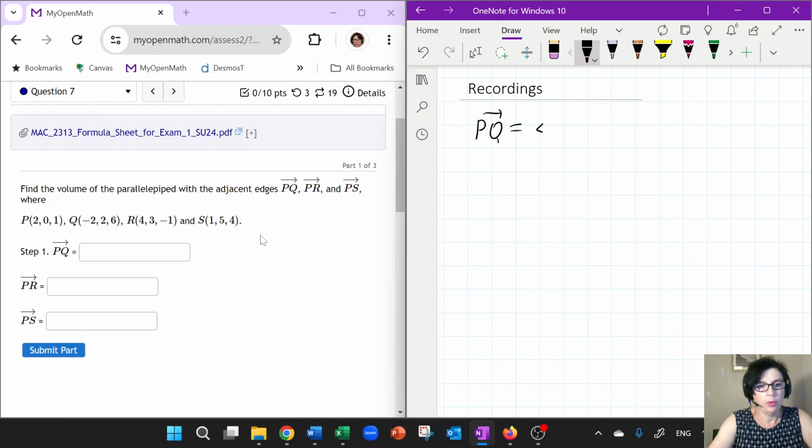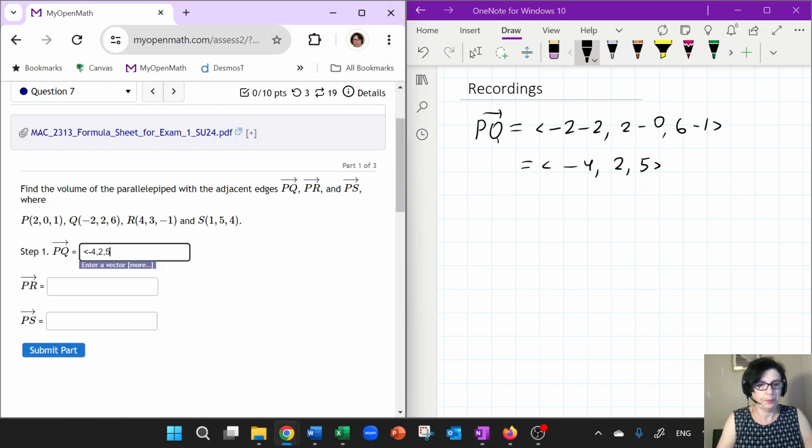So for PQ, we're gonna subtract the components of P from Q. So this will just be -2 minus 2, then it'll be 2 minus 0, and 6 minus 1. So it looks like that will be -4, 2, 5. So let's put that in here.